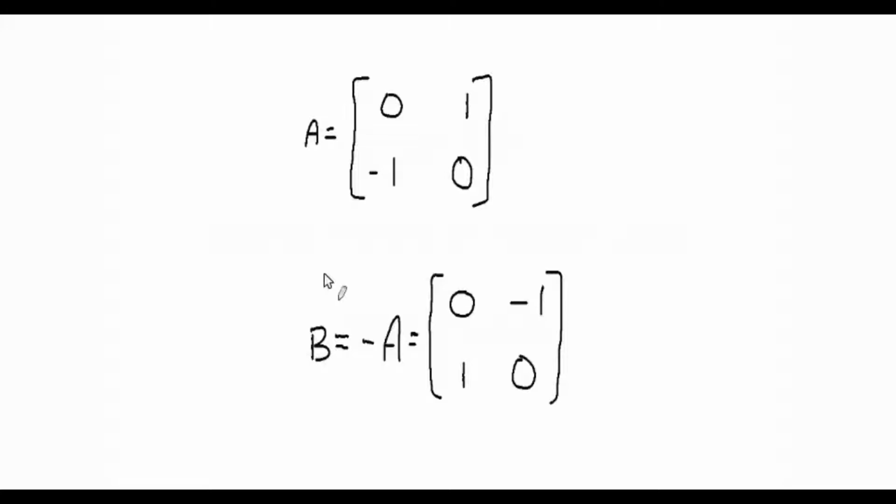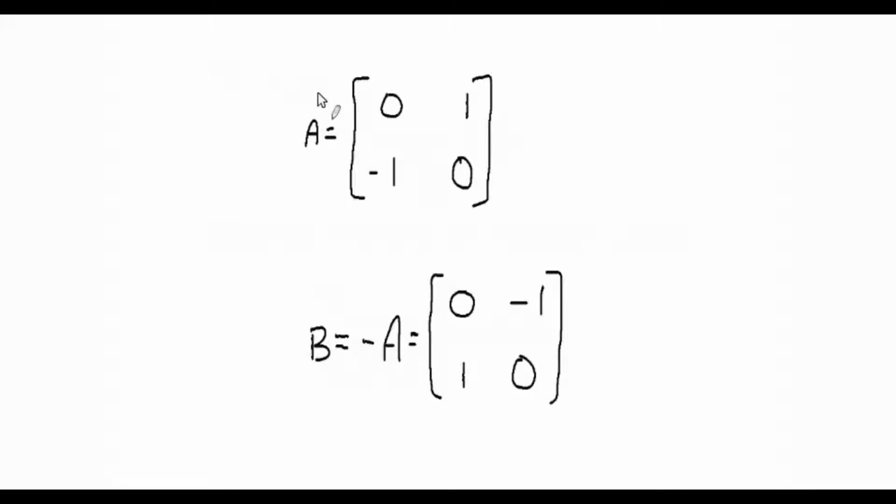Now the payoff matrix for player 1 is A. And since it's a zero-sum game, the payoff matrix for player 2 is going to be negative A. So that's why we say down here, B is equal to negative A. Let's begin computing security strategies by considering player 1.